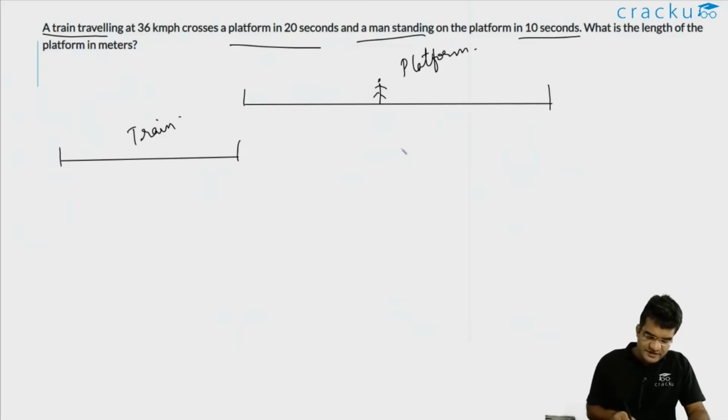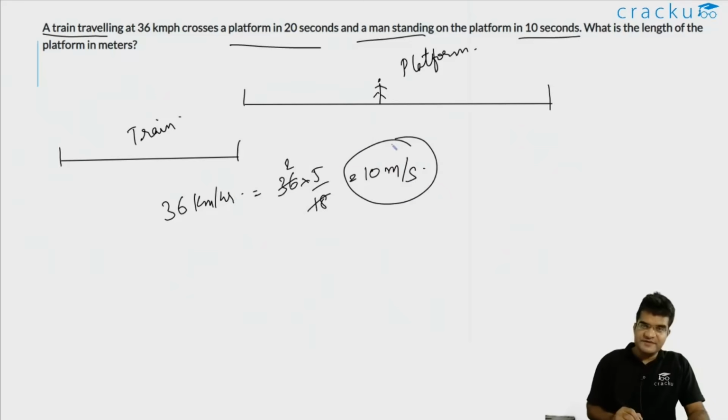Now the speed of the train is 36 km per hour. If you convert it into meter per second, you have to multiply it with 5 by 18. So this is 36 into 5 by 18. This is equal to 10 meter per second. This is the speed of the train. Let the length of the train be L and let the length of the platform be P.